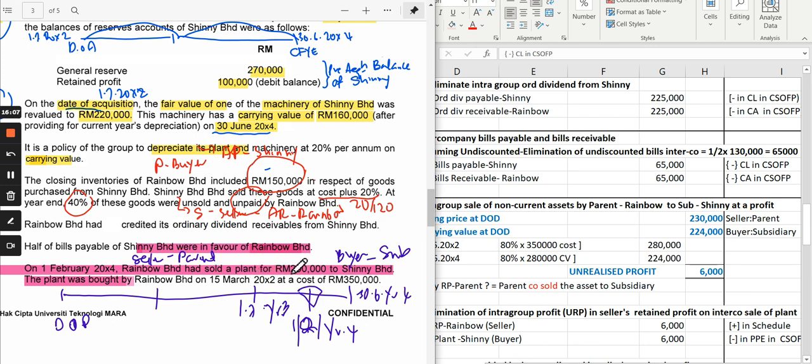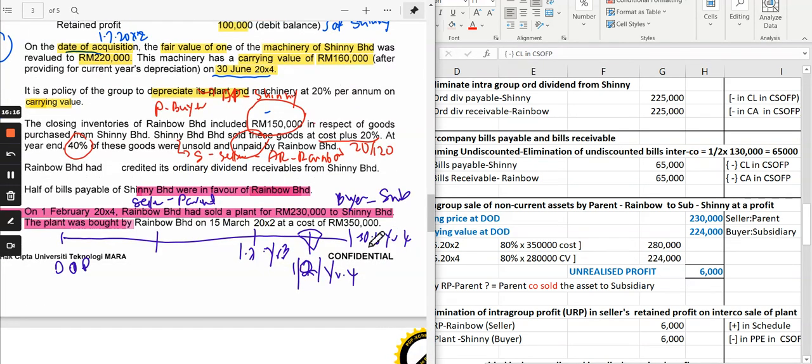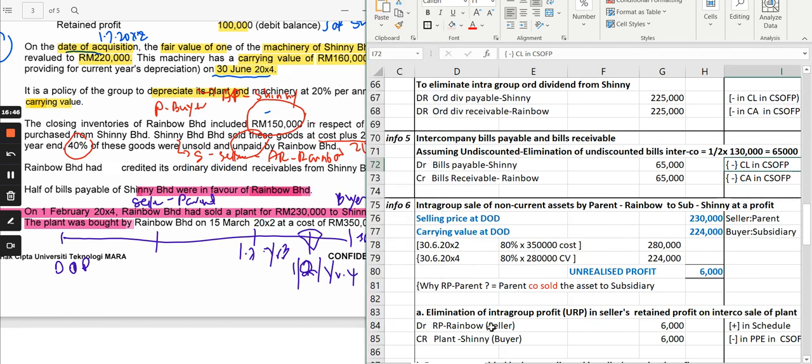Since the goods were sold, this is a plant, and this is a non-current asset that was sold at a profit. It was bought at 350,000 and now it is sold at a profit. Your duty is to find out what is the carrying value of this particular cost on 1st of February, year 4. Alright, you need to find that, and you need to do some adjustment for depreciation. Okay, so what you need to do, we can already identify who is the seller, who is the buyer. So let's look at what we have here.